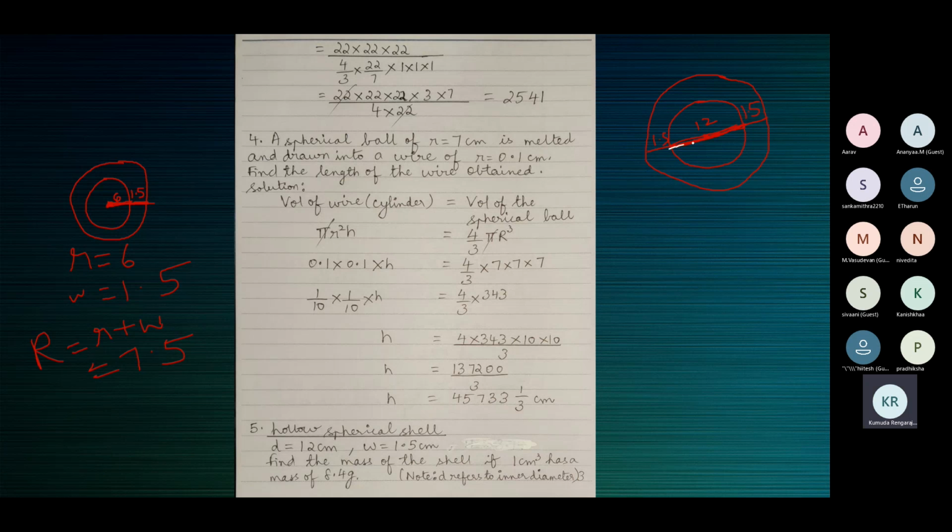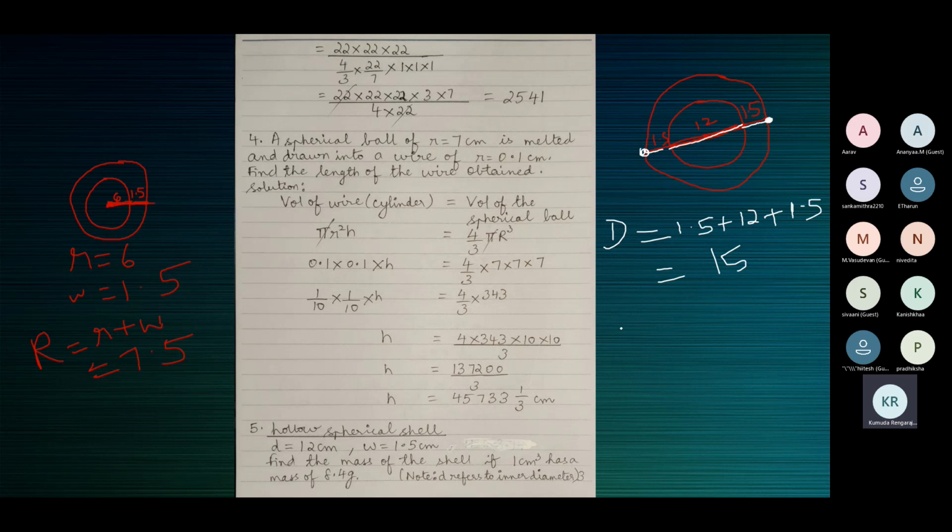The internal diameter is 12. Thickness 1.5, 1.5. So the outer diameter is from here to here. How much is it? Outer diameter is 1.5 plus 12 plus 1.5. We can see that there. So the outer diameter is 12 plus 3, 15.